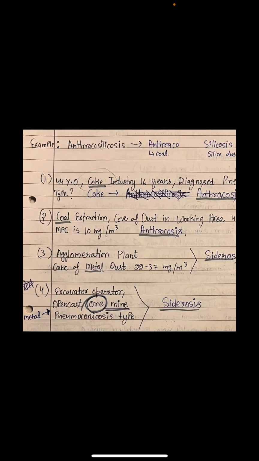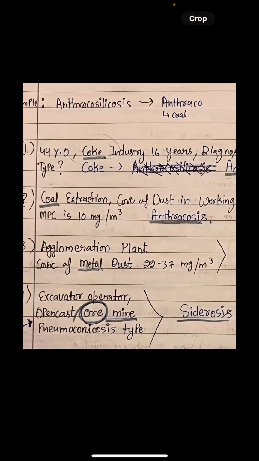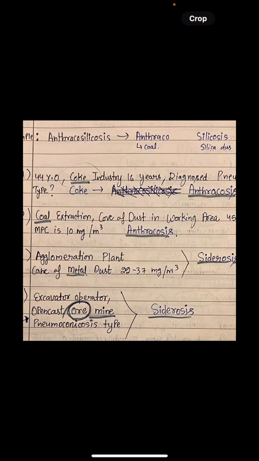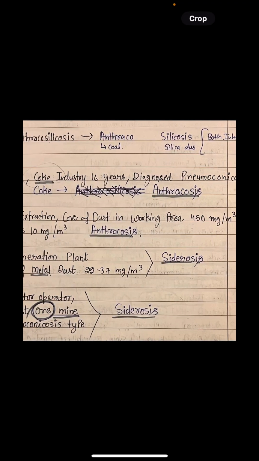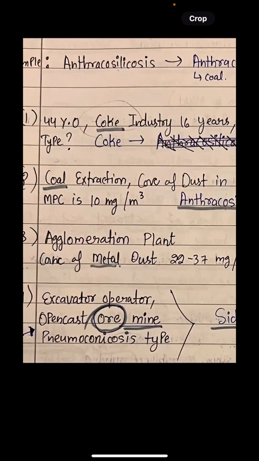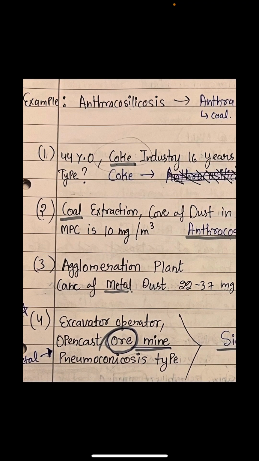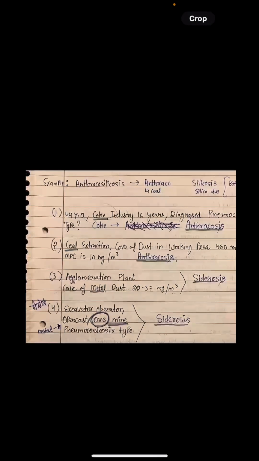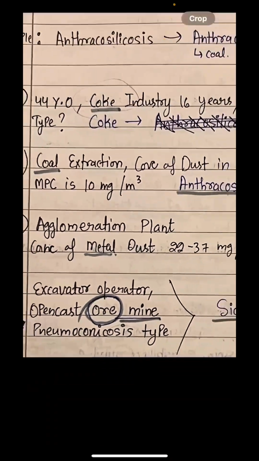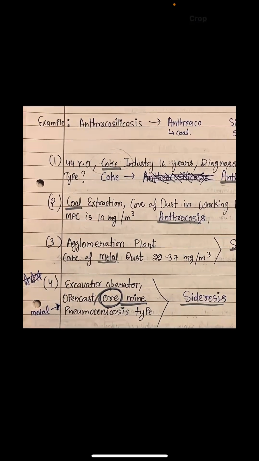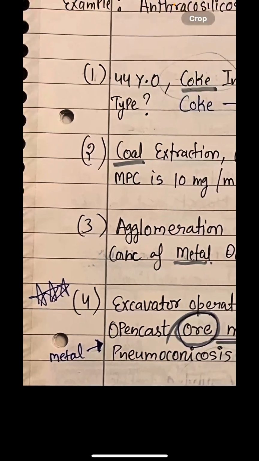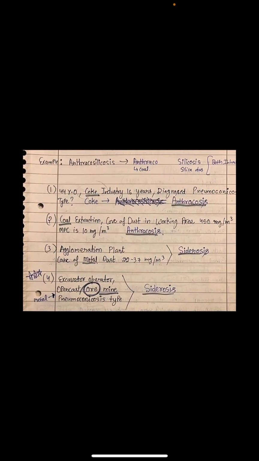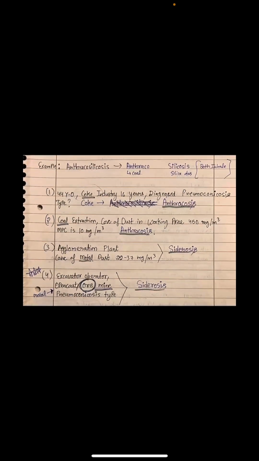Another question, they are talking about metal dust. So when they are asking about metal dust, we have to mark siderosis. And another time they are talking about an ore mine, in question number 4. Ore is also related to metal, right? We know that ores are metallic, the compounds are metals. So we again mark siderosis.